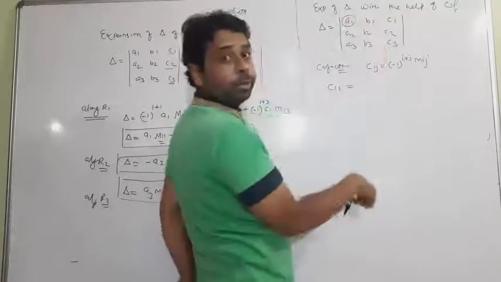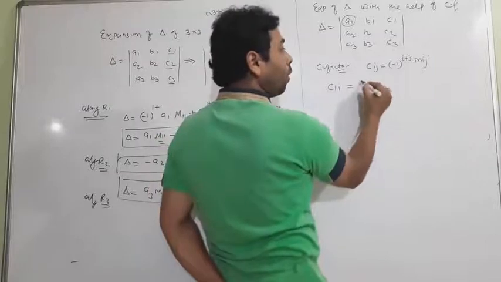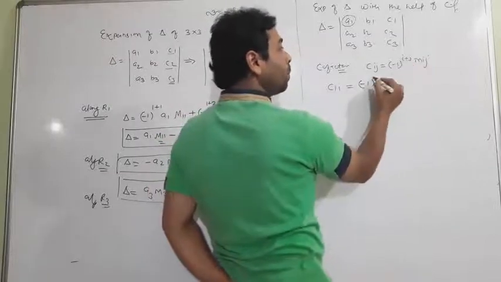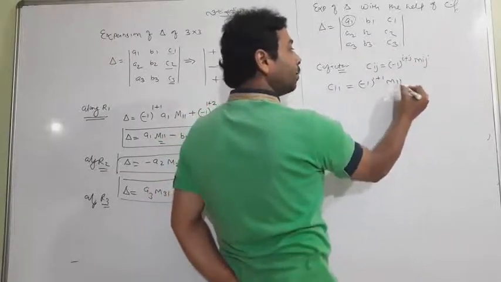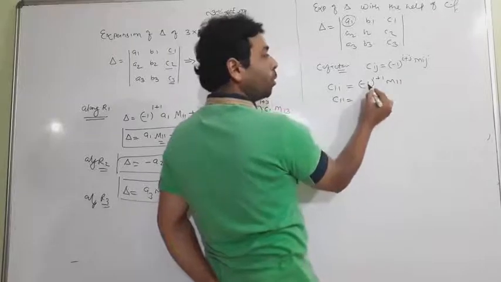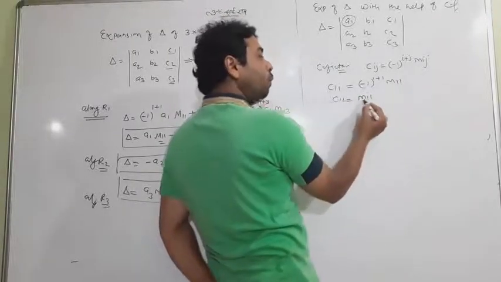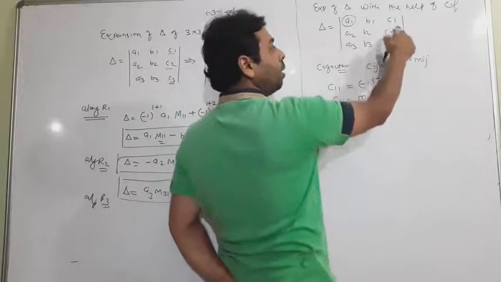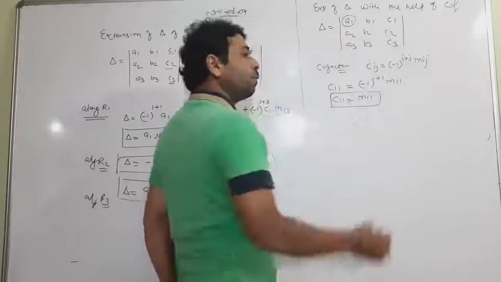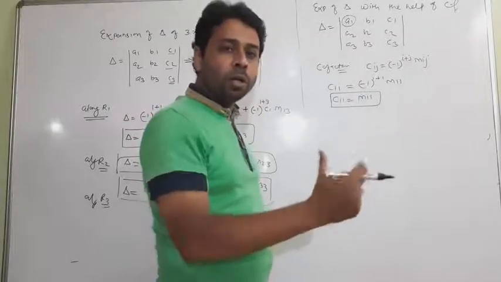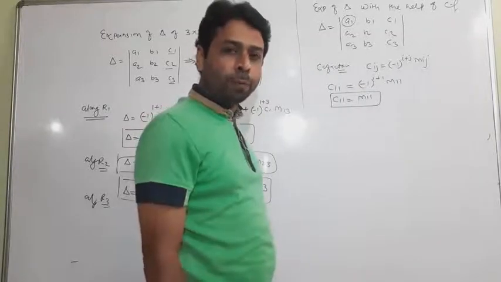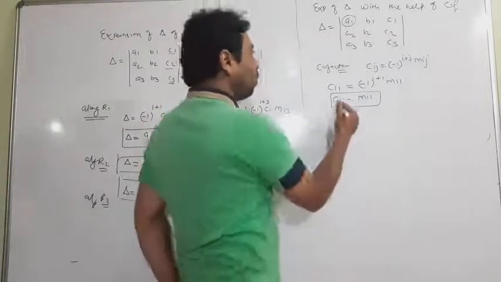First row, first column element, C11. Follow it fast. Minus 1 to the power 1 plus 1, M11. What answer comes? Positive. I don't want to put the value of M11. We know M11 is actually the minor, but I am not putting it. Only C11 equals M11. We got a relationship between C11 and M11. Both are equal.